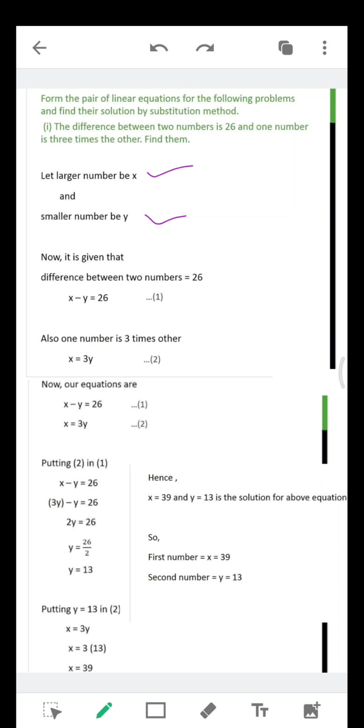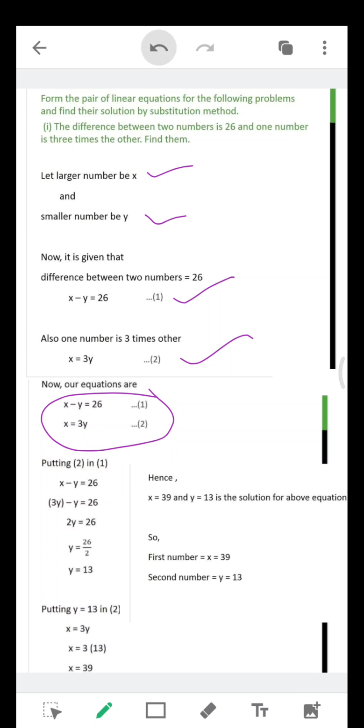And one number is 3 times the other. The larger number is 3 times the smaller, so x equals 3y. We have to find what those two numbers are. So we have two equations here, equation 1 and equation 2. We'll solve these two equations by the substitution method again.